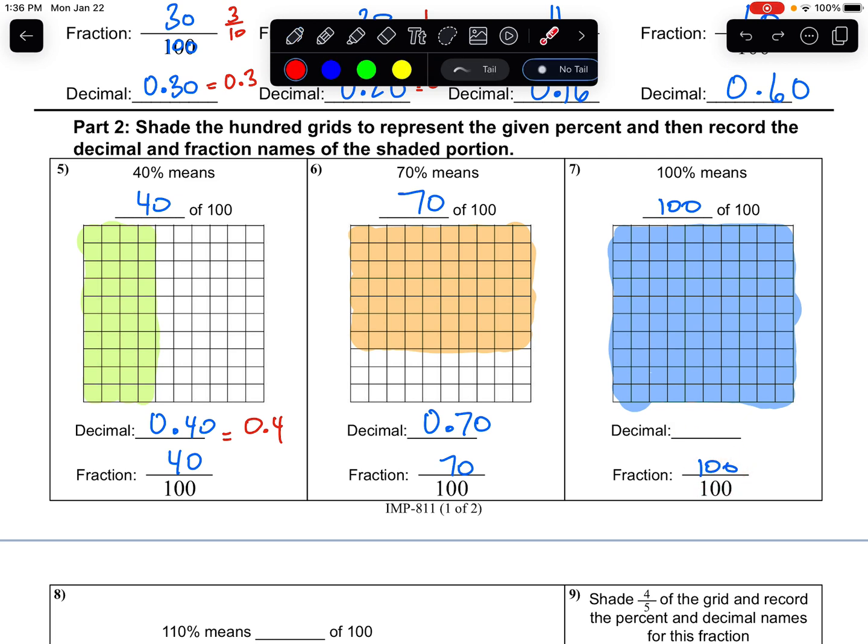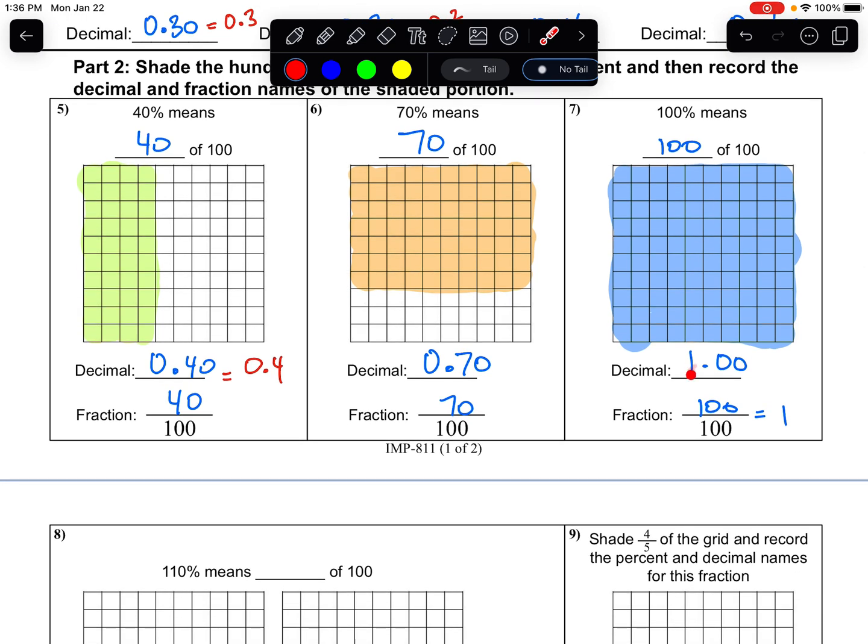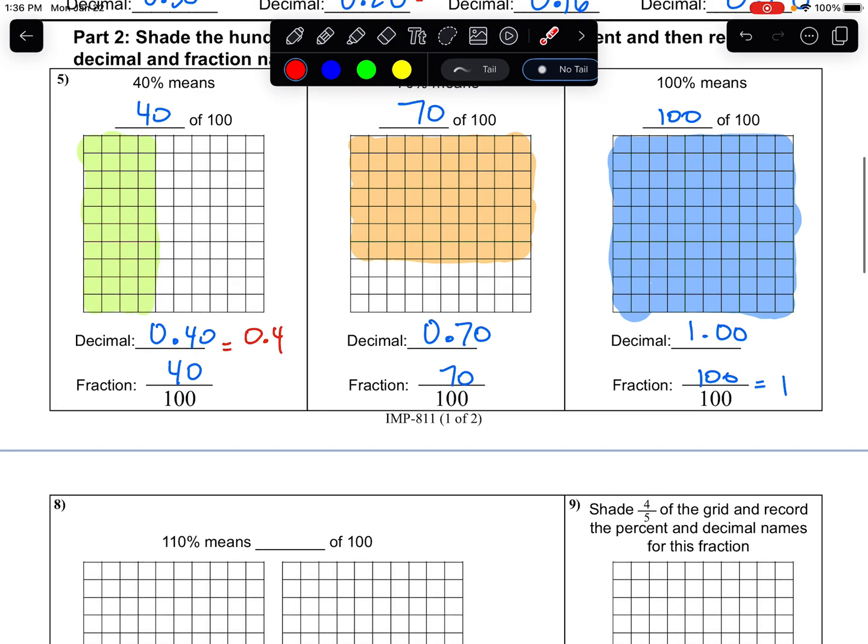If I were to turn the fraction into a decimal, you just turn it into a decimal by dividing, right? So what's 100 divided by 100? It is 1. So guess what? The decimal version is just 1. Now, if you want to add a decimal for the fun of it, you can say it's 1.00, or just 1. So 100% as a decimal is just the number 1.